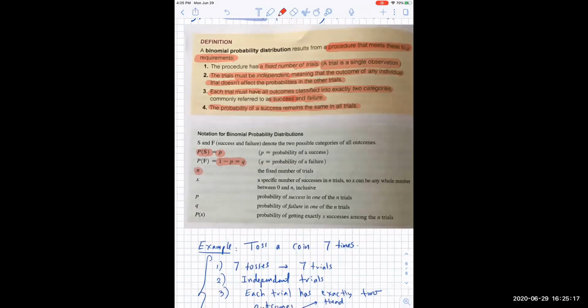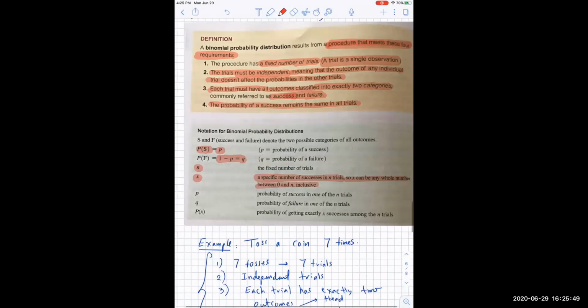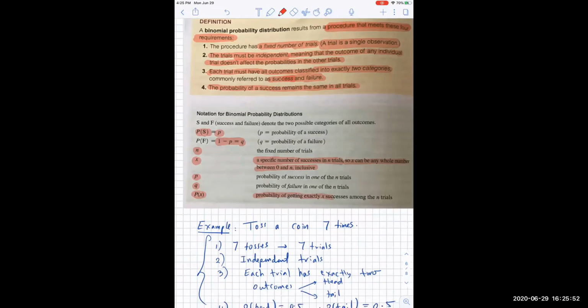N is used for the number of trials, X for a specific number of successes in n trials. So x can be any whole number between 0 and n. And then P of x, that's the probability. Look at the description here. Probability of getting exactly x successes in n trials.